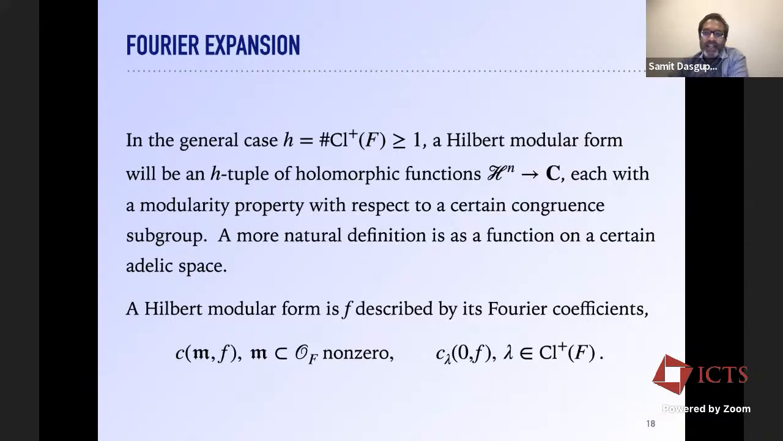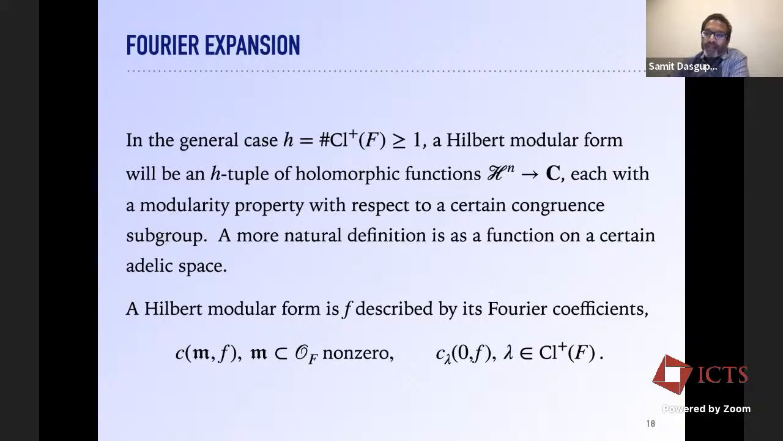This is a slightly unnatural definition, and as I mentioned earlier, the much more natural definition is a function of a certain adelic space, a quotient of the adeles, and that has H components, and that's why if you want to think of it in a classical way, you'll have H different functions.